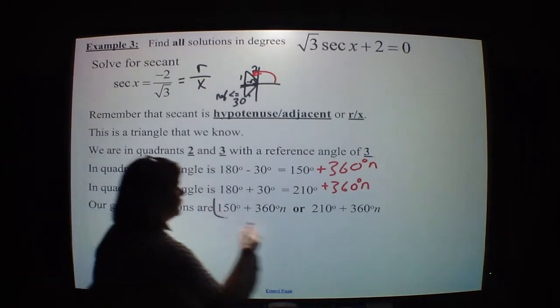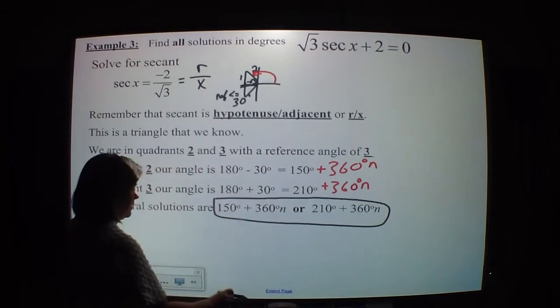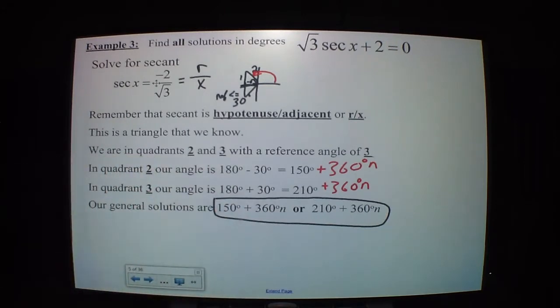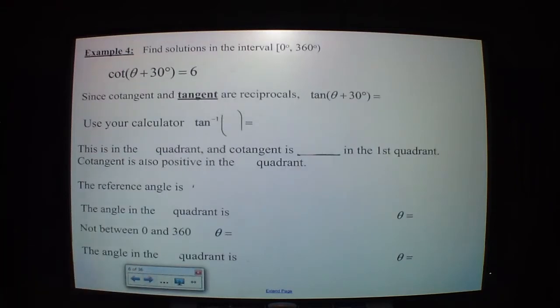So here's our solution. You see, I had to write two different equations because they were not in quadrants that were diagonal. Let me show you something else here.